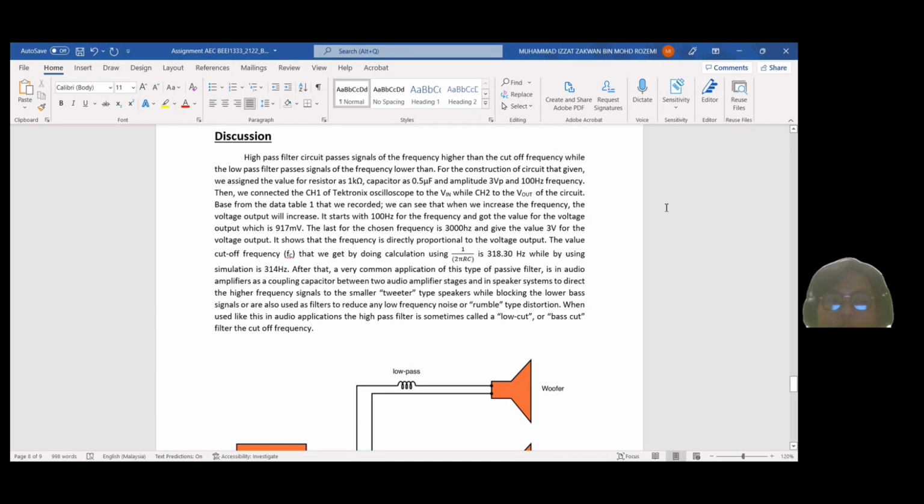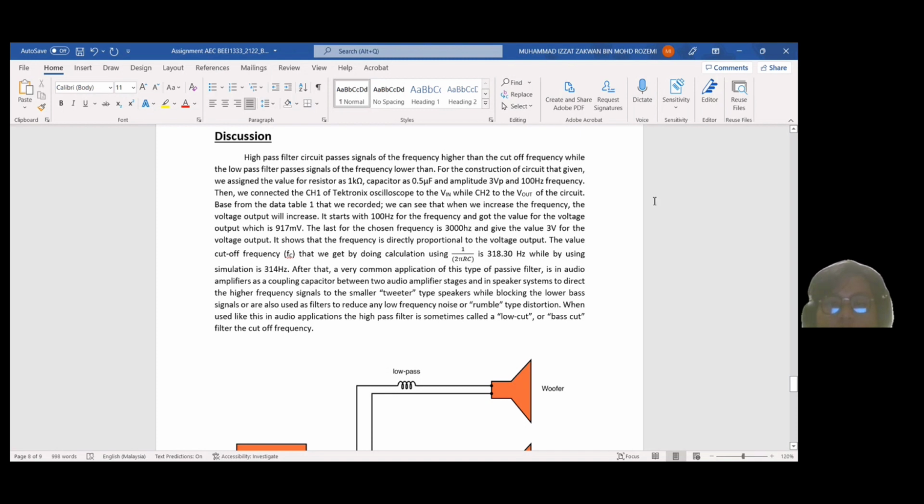Okay, thank you for my group mate. Now, I, Muhammad Izzat Zakwami Muhammad Razmin, will talk about discussion and conclusion for this assignment. Okay, for the discussion, a high pass filter circuit passes signals of frequency higher than the cut-off frequency, while the low pass filter passes signals of frequency lower than.